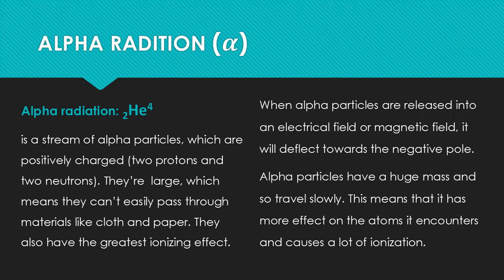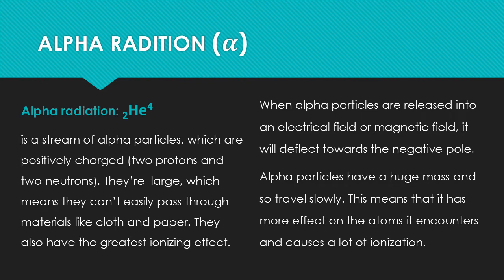Alpha radiation is a stream of alpha particles, which are positively charged. So the charge of an alpha particle is positive. Alpha particles are large, which means they can't easily pass through materials like clothes and paper. They also have the greatest ionizing effect because of their charge.